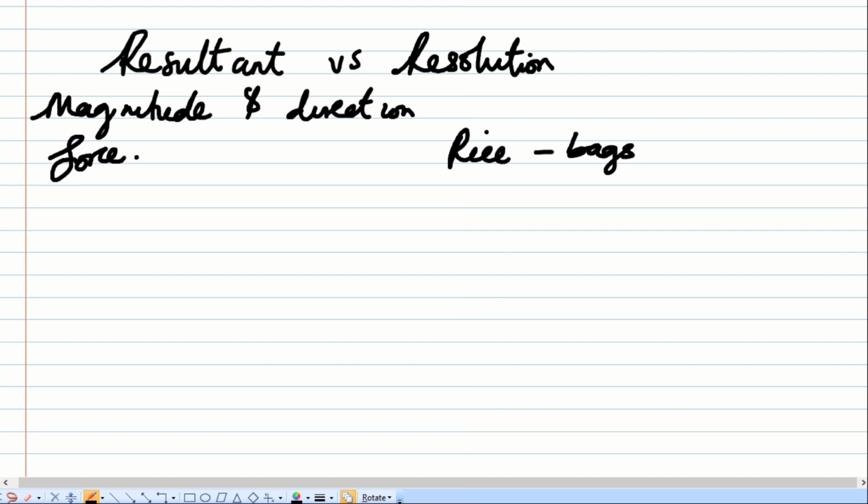It's very important to know this in physics because most times you're going to be finding the resultant of a vector, or we will resolve the vector back to its components. So remember that force is measured in newtons. All right, so let's get down to business. What do we mean by resultant vector?